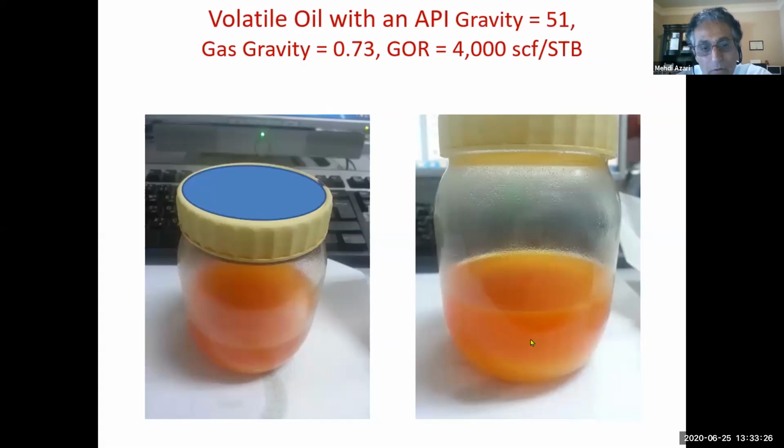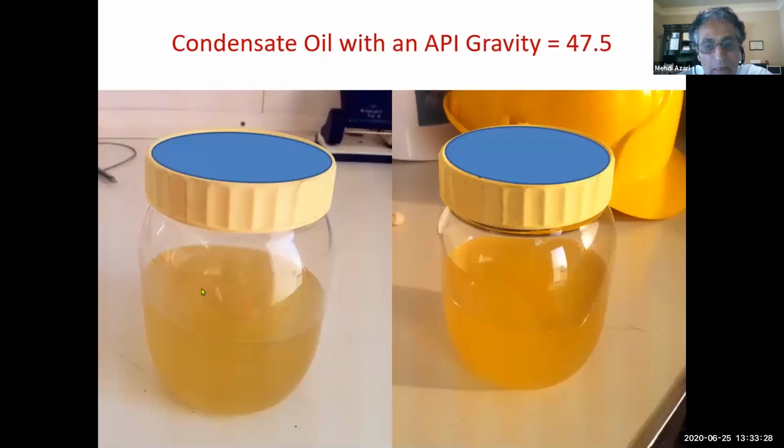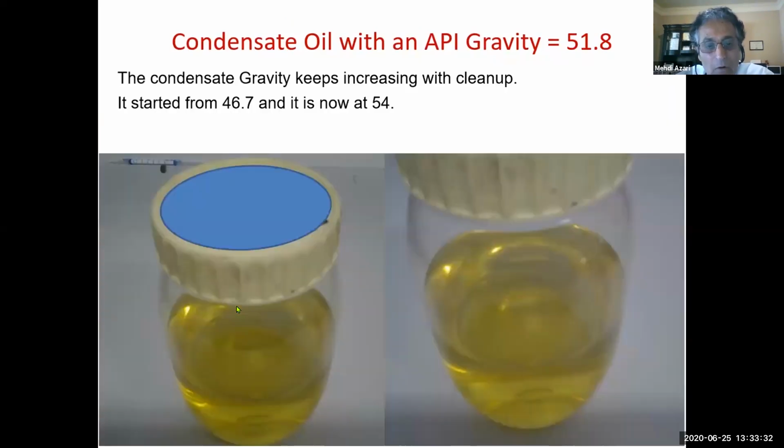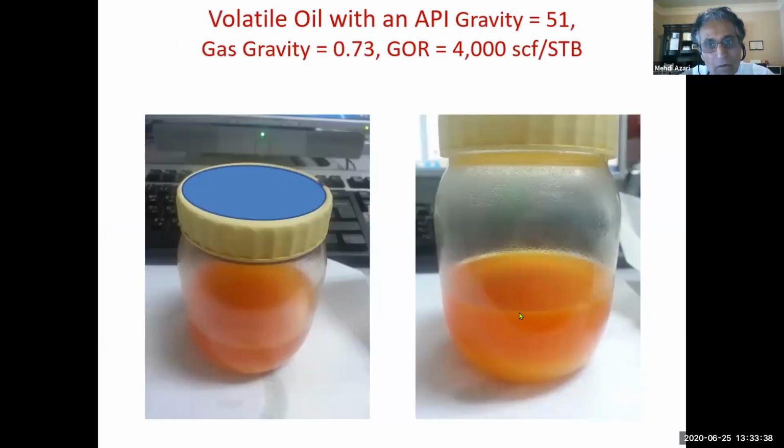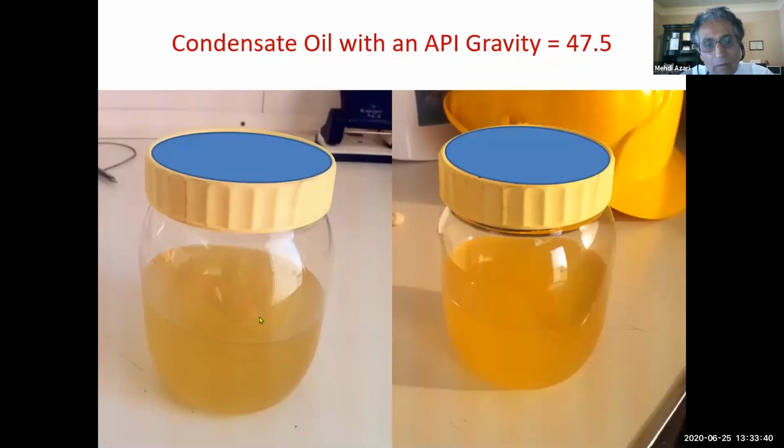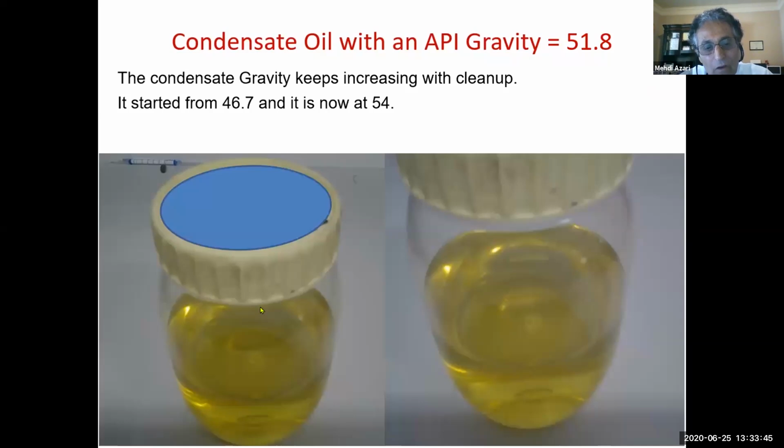I mean, we do not know. So there could be some other impurities. I have the PVT analysis. So now the same reservoir, look at that. Now it's like an olive oil. This is the same oil. This is the same oil. Started with volatile oil, 51 API, went to condensate at 47.5, and then went to a condensate with higher API gravity. So now this is like a clean oil.